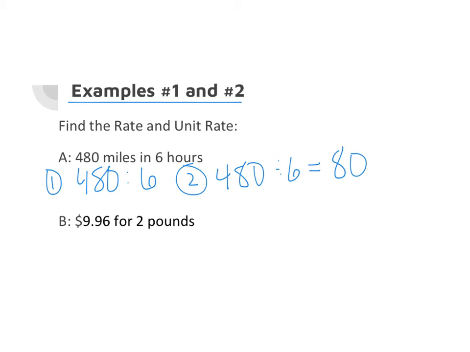And remember, because it asks specifically for the rate, we have to put in the units. So you do have to say miles per hour. So if the rate is 80 miles per hour, what is the unit rate going to be? It's going to be just 80. Remember, just the number is the unit rate. Okay, so let's look at this second example.